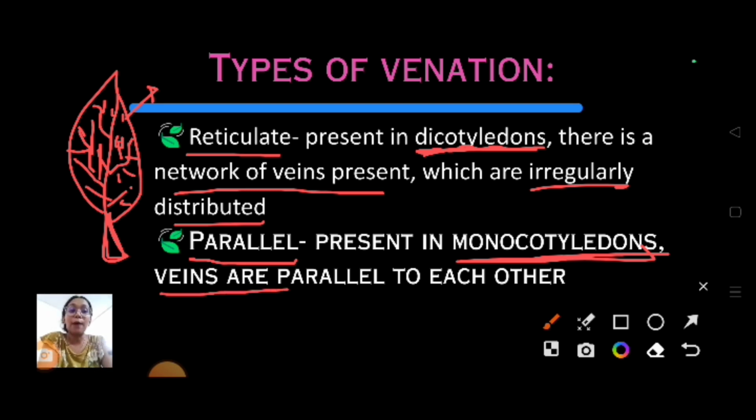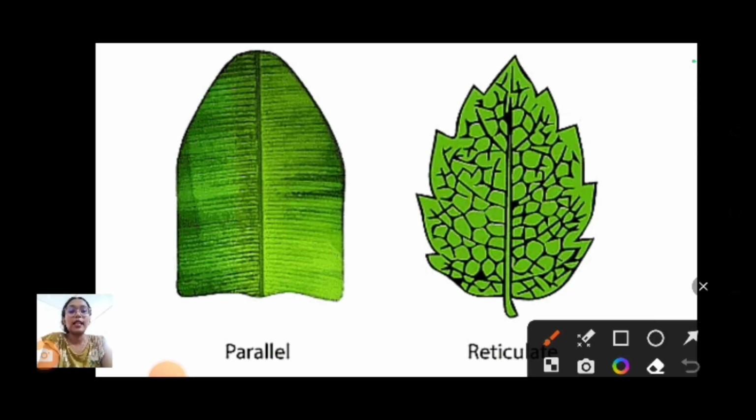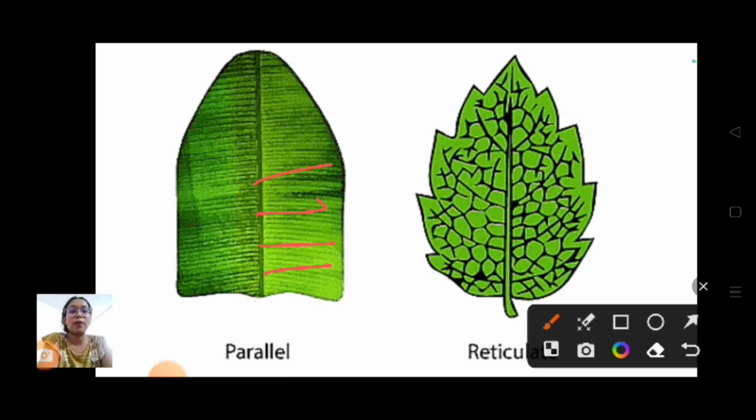Their veins are parallel to each other. In the leaf the veins are parallel to each other. So I'll show you a picture of it. See here the parallel venation in case of banana leaf. This is a banana leaf. So parallel venation, can you see? And reticulate venation like this in case of hibiscus plant, you can see reticulate venation.